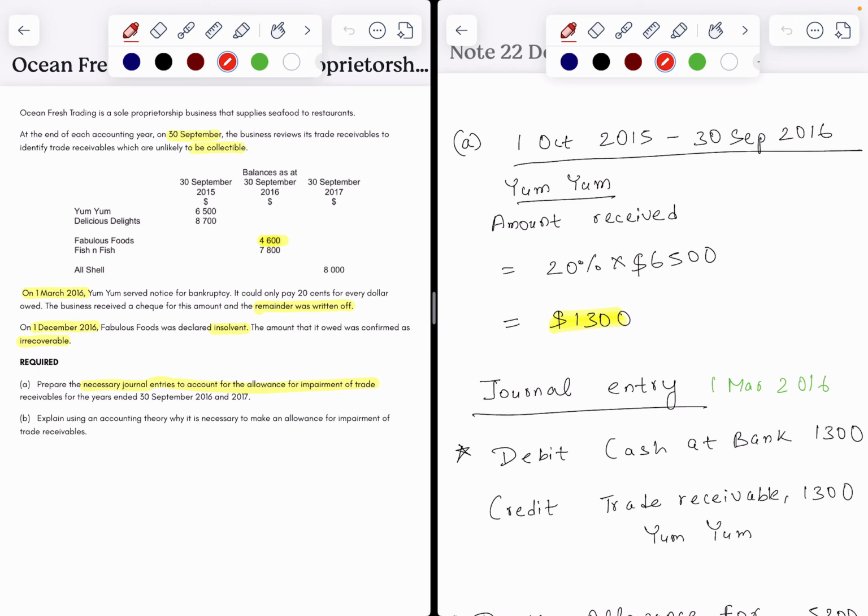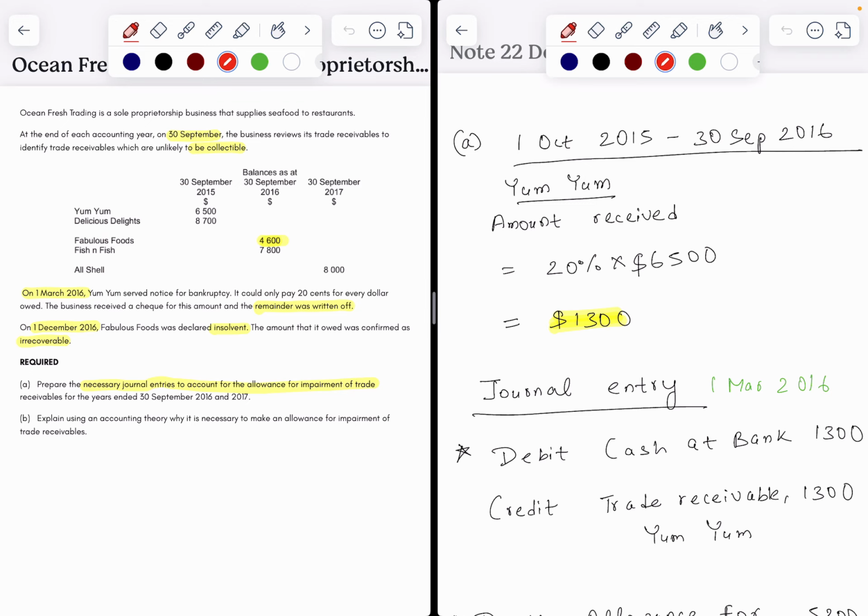Today we have got a practice question from the topic trade receivables. In this question, you will prepare all the journal entries required to account for the allowance for impairment of trade receivables, and then we will discuss an accounting theory which requires us to make such allowances.